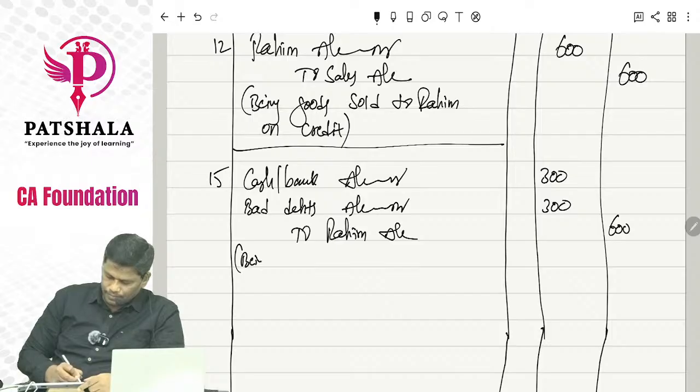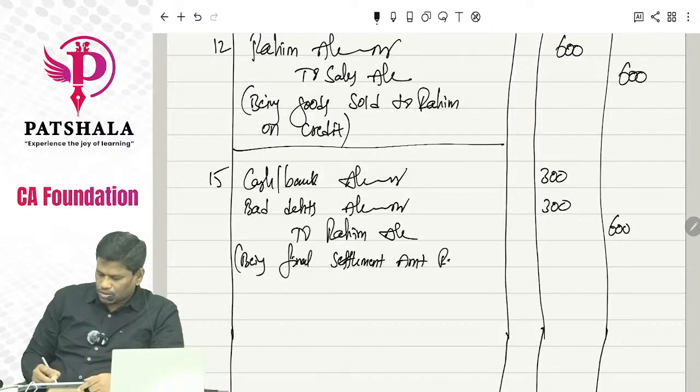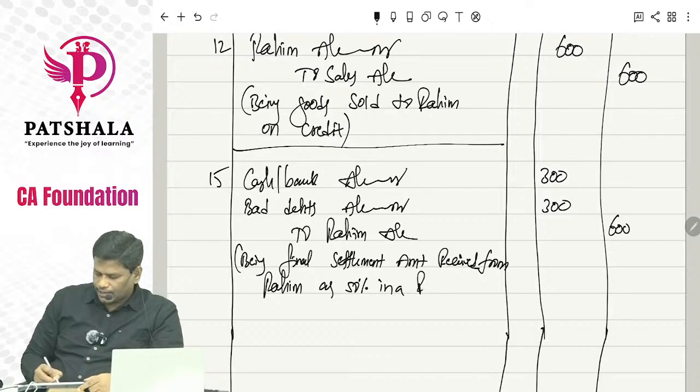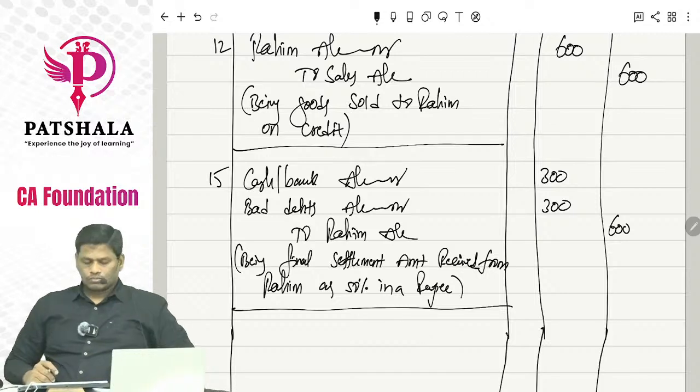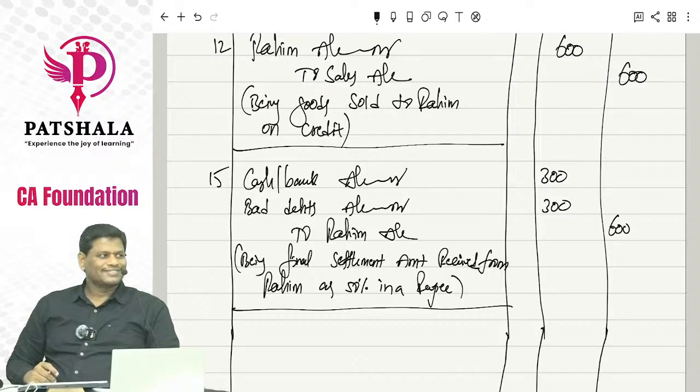Being final settlement amount received from Rahim as 50 paisa in a rupee on insolvency అని కూడా రాసుకోవచ్చు. ఇన్సాల్వెన్సీ అంటే ఏంట్రా? అనేబుల్ టు పే ఆల్ హిస్ డెట్స్ అంటే రోడ్ ఎక్కాడు అంతే.